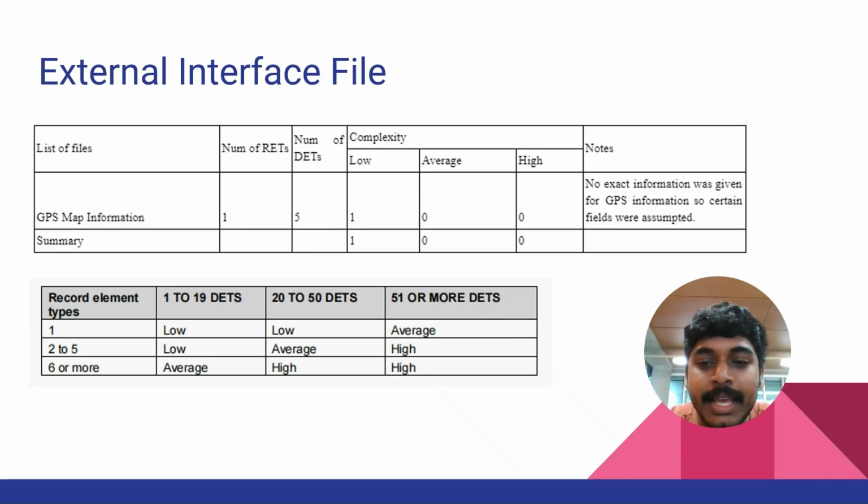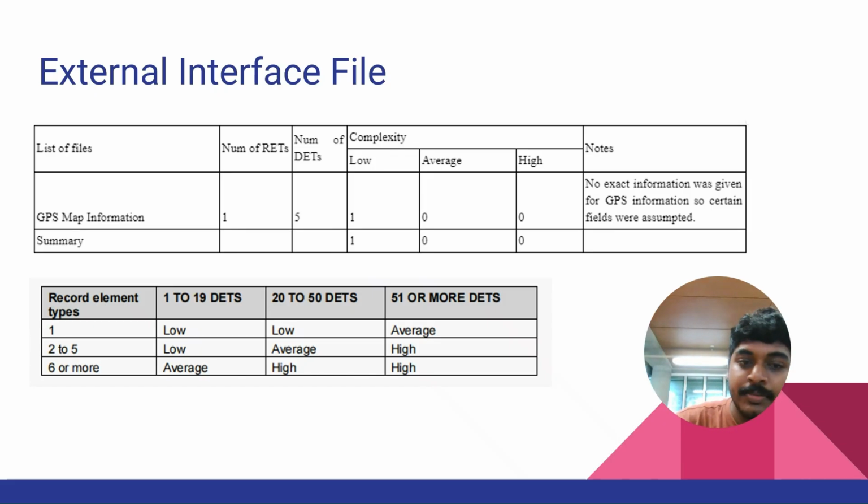There was no exact information given about the GPS information, so there were no RETs or DETs mentioned in the SRS, but we made the assumption that there would be one logical group regarding the map information, and some of the independent fields accessed would be the longitude, latitude, the current location of the person, the destination location, and the distance, etc. Based on the RETs and the DETs, we determined that the complexity would be low, but if more specific information had been given, the complexity could have been higher. So the complexity for external interface file was 1.